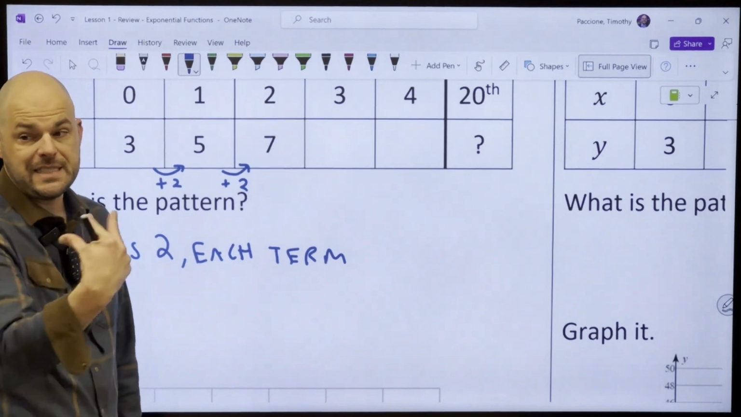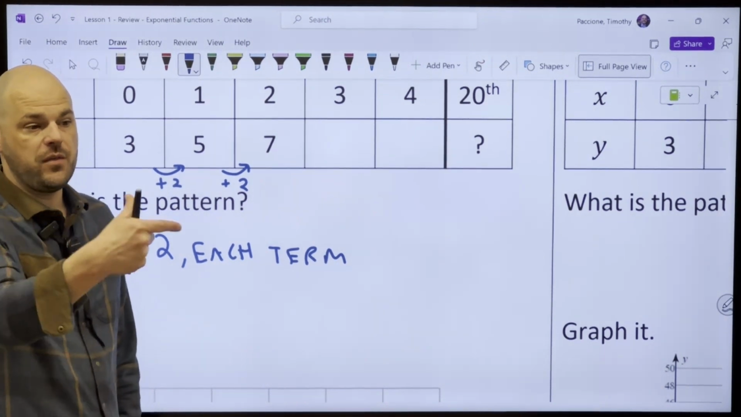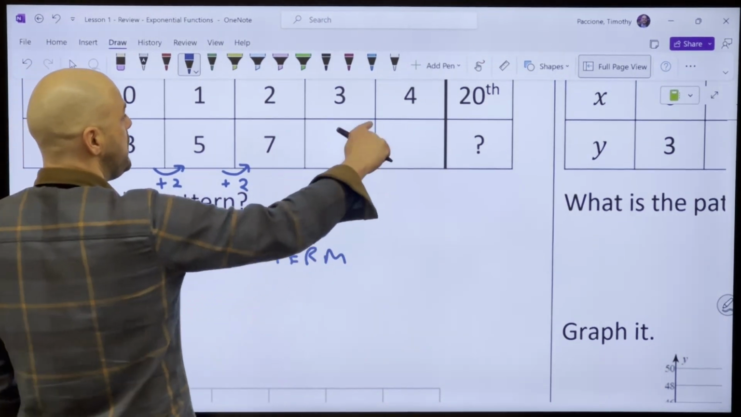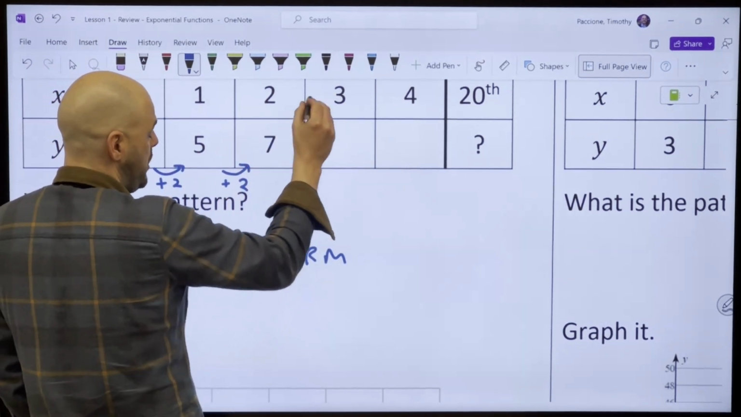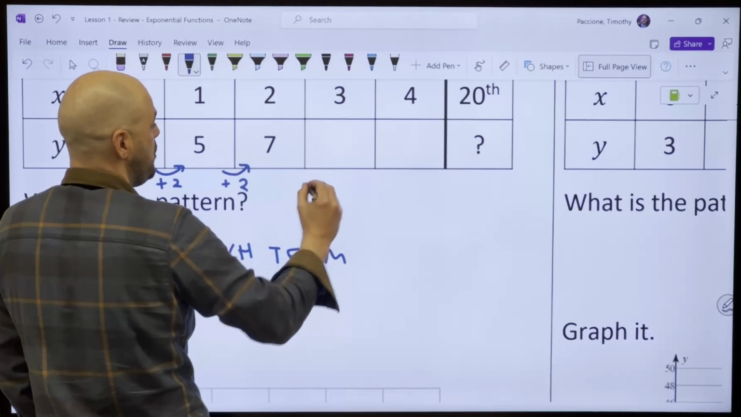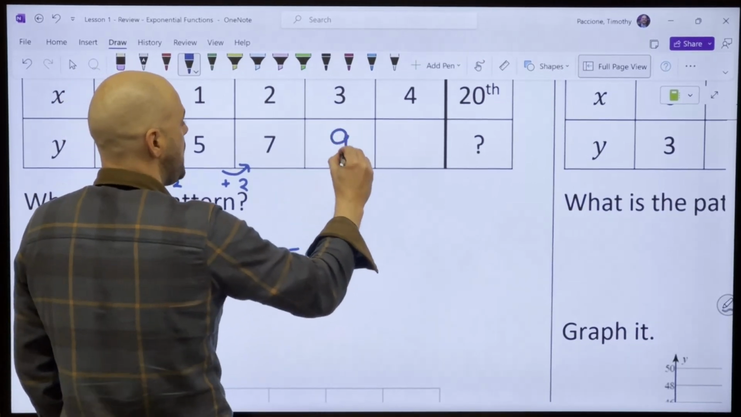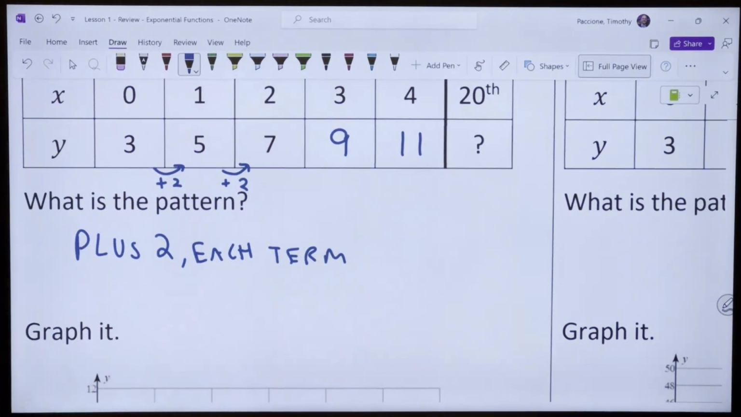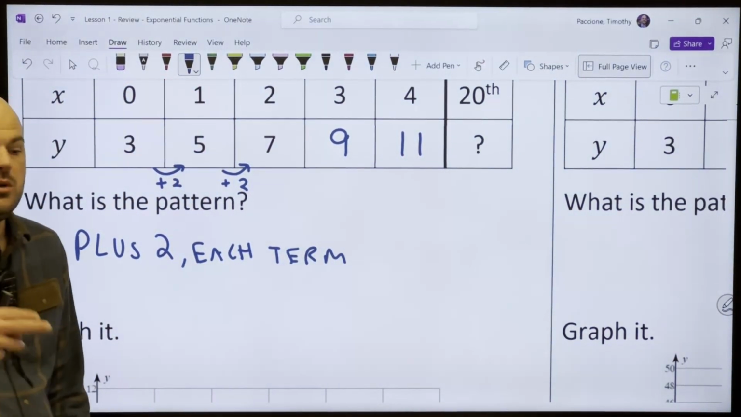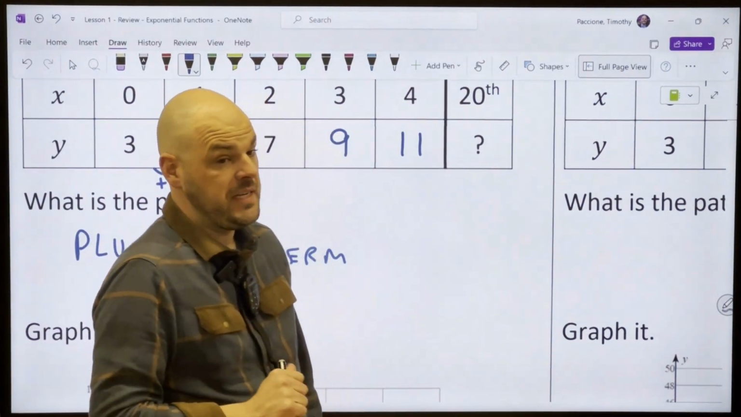Step 2 is, can we extend the pattern? Can we apply the thing that we found? So then we try to fill in missing pieces. So we say, okay, well, if this goes 3, 5, 7, and I want to go again, I would say the next number is 9, and then the next number is 11. Okay, so now we've extended the pattern. We are able to continue the pattern that we've identified.